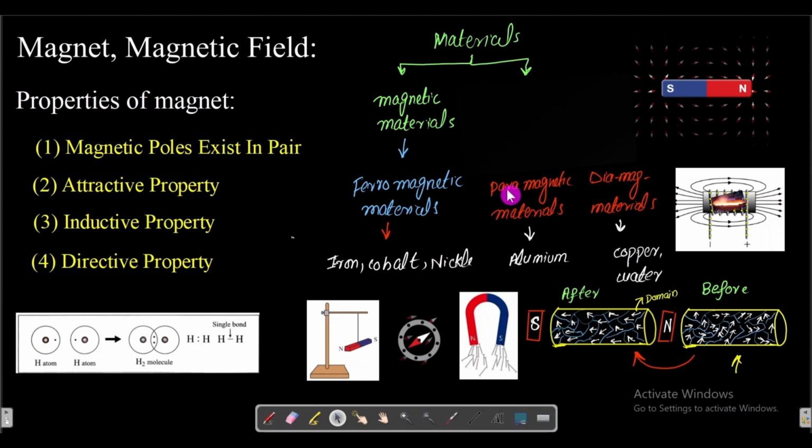Paramagnetic materials are materials in which there is a force of attraction, but that force of attraction is less in magnitude as compared to ferromagnetic materials. And the diamagnetic materials include copper, on which a force of repulsion acts due to this permanent magnet, and that force of repulsion is less in magnitude.